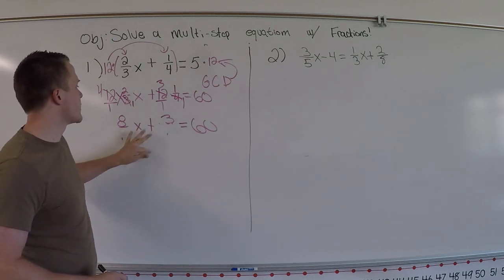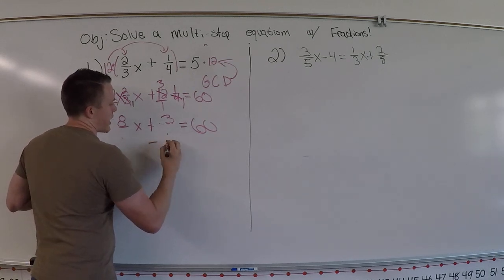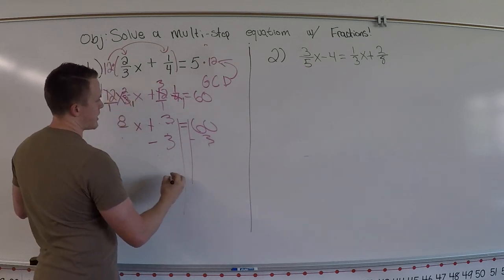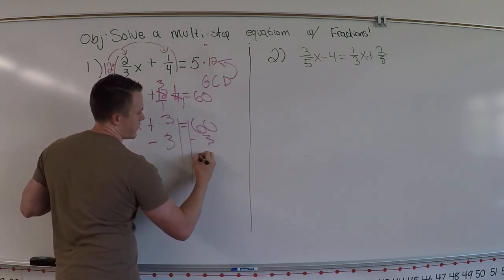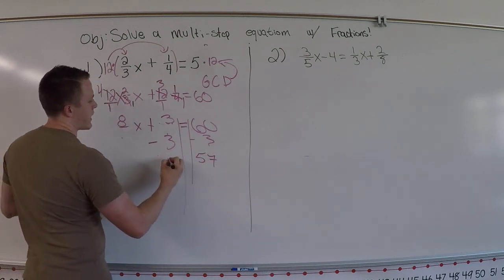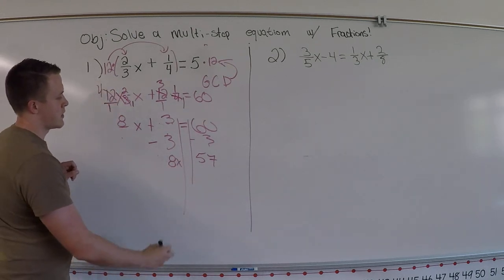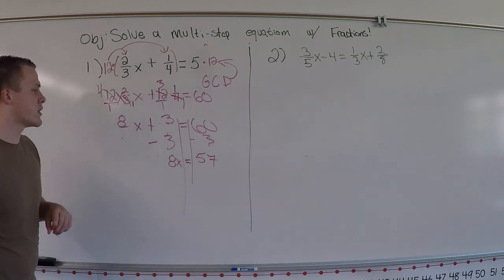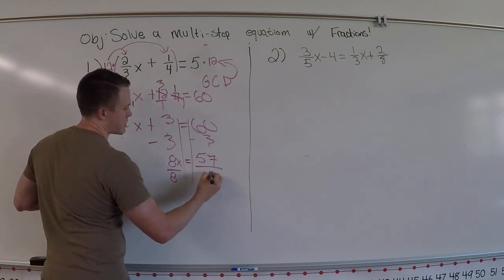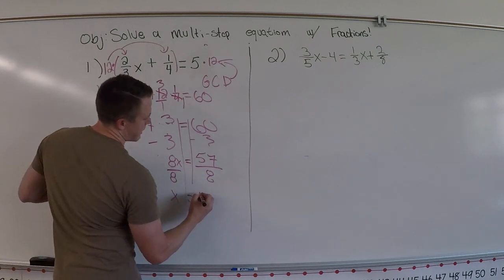We have to solve this as a nice simple two-step equation now. So we subtract 3 from both sides. Then we get 57. And then we get 8x equals 57. And dividing both sides by 8, we get x equals, I want to say 7 plus some change.